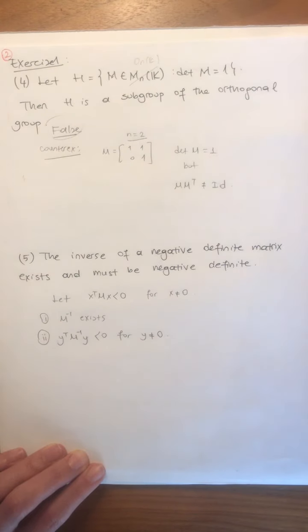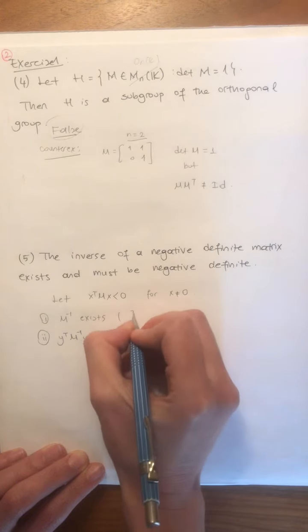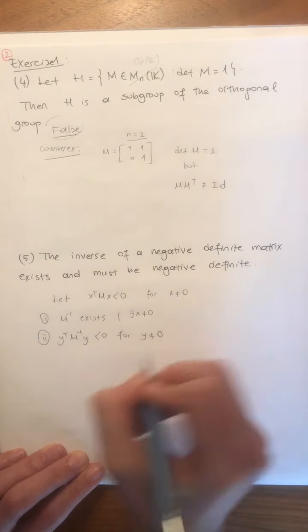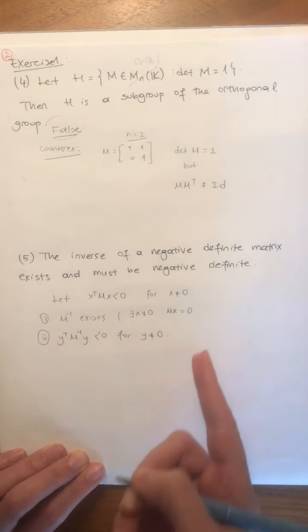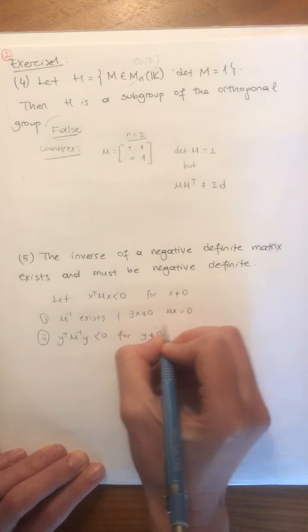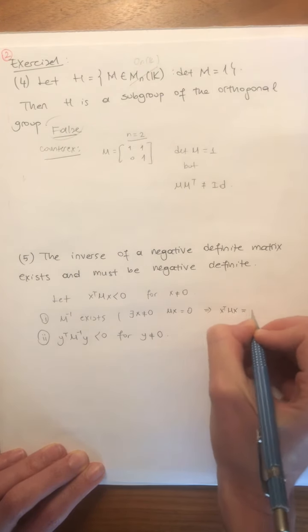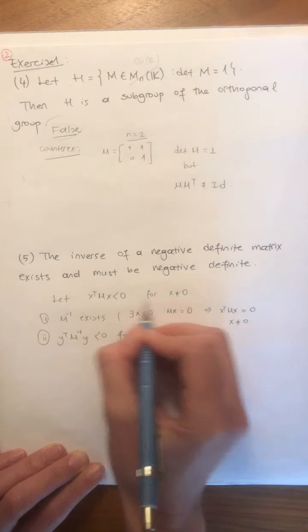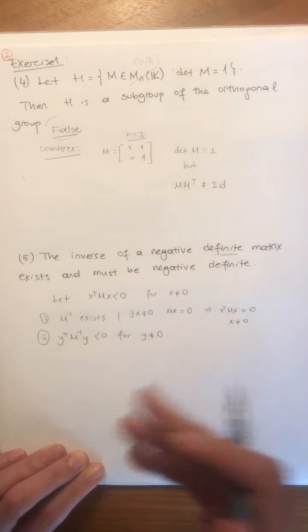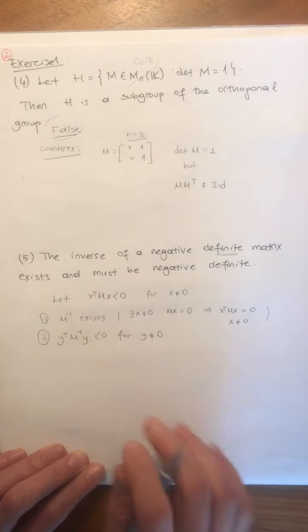So, okay, we prove the first part by contradiction. That means we suppose that there exists non-zero x such that M times x is the 0 vector. So that means M is not invertible. So this implies this real number is going to be 0 for non-zero x. This contradicts the definiteness of M. So that means M inverse exists.